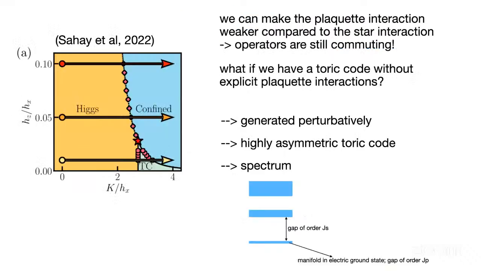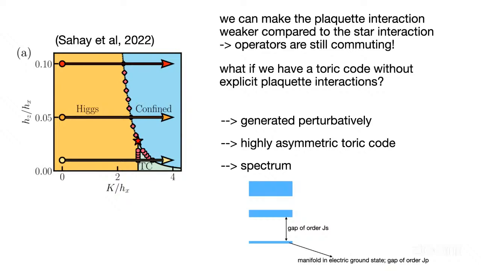Now imagine that you have a toric code in which there is no plaquette term. Suppose there's only a star term and there are the sigma X and the sigma Z magnetic fields. Can you still get true topological order? And the answer is yes. There is a narrow region over the phase diagram, taken from this paper by Rahul Sahai et al., in which you can find the toric code in the sense of a true topological order. So, how is this possible?